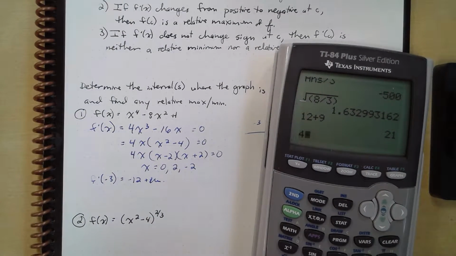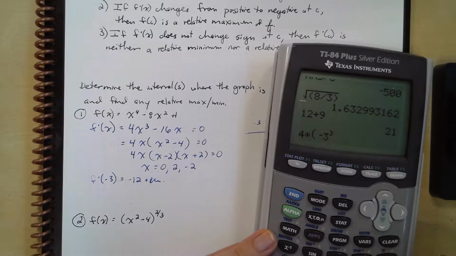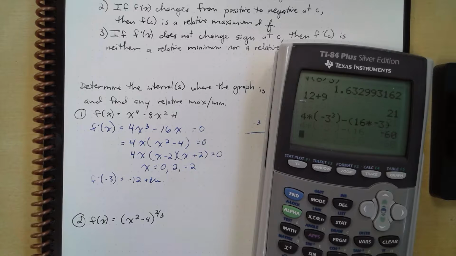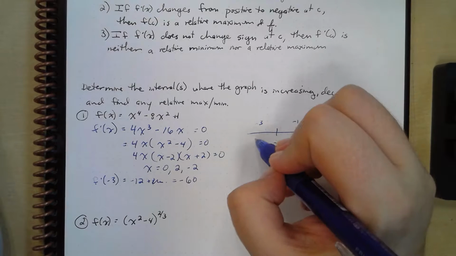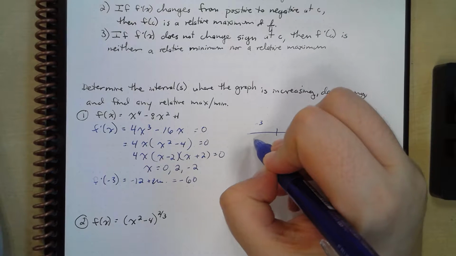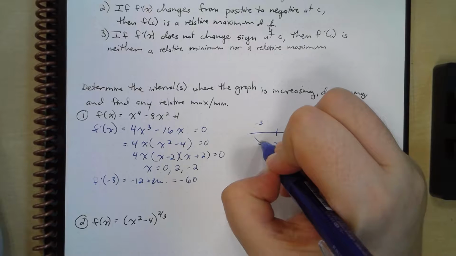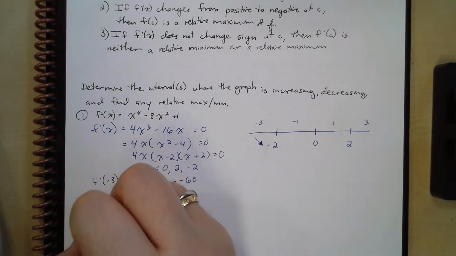So 4 times, bust out your calculator when in doubt, negative 3 cubed, minus 16 times negative 3. I get negative 60. You might have been smarter than me. But basically, that's decreasing. So at this test point, I draw an arrow going down. All right, let's do another one.